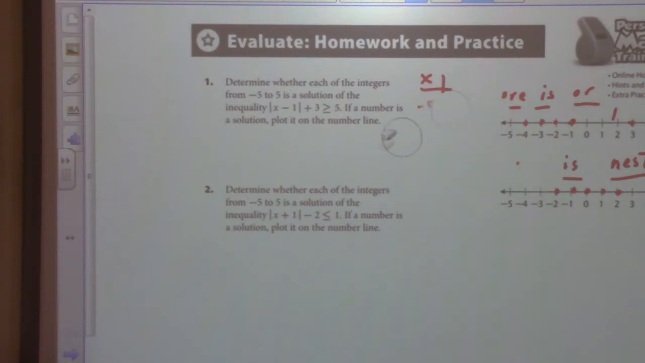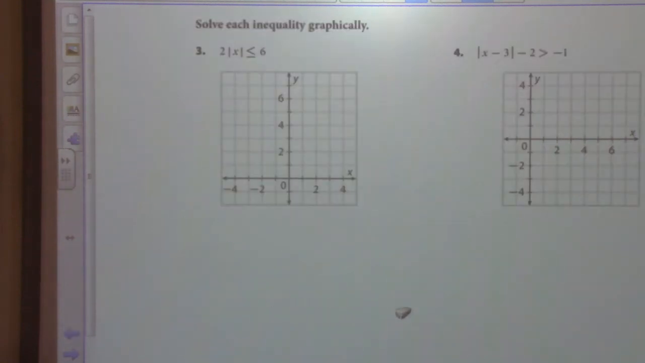Let's go ahead. Now we are to solving these inequalities graphically. How do we solve graphically? We've got to solve these. What's our strategy for solving these graphically?